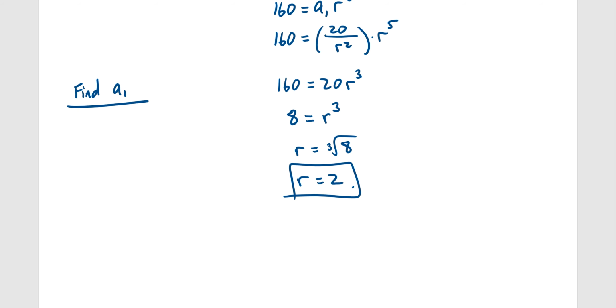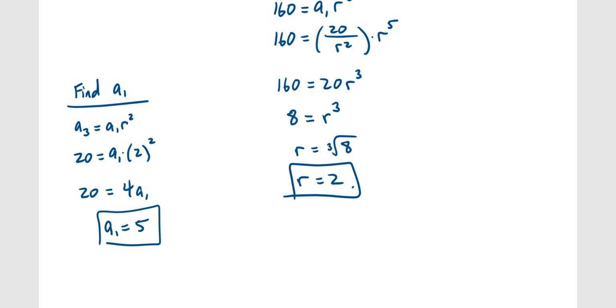To do that, what we can do is use a sub 3 equals a sub 1 r squared, which we know is 20 equals a sub 1 r squared. We know that r is 2, so let's go ahead and plug that in. And now we have one equation, one variable. We can go ahead and solve it. That's 20 equals 4 times a1. Divide both sides by 4. We get a1, the first term, is 5.